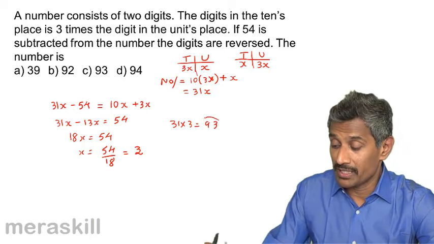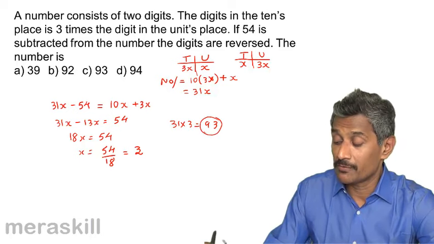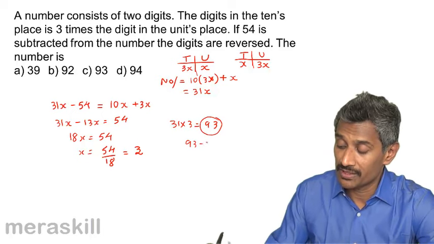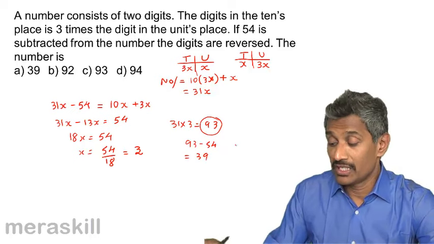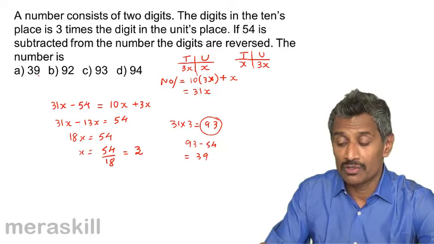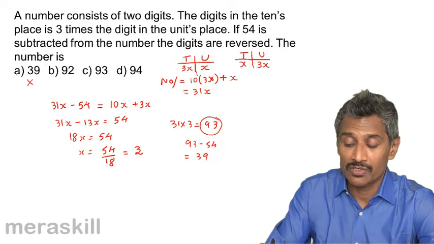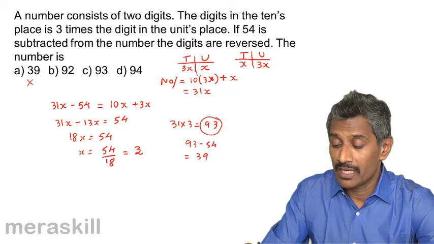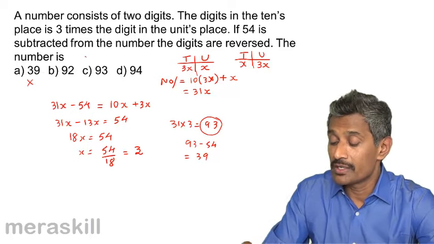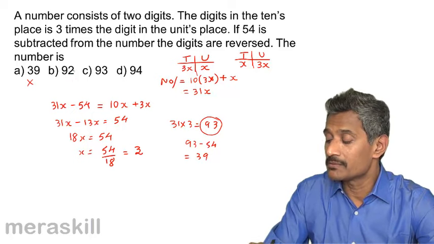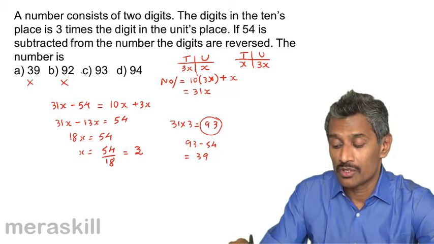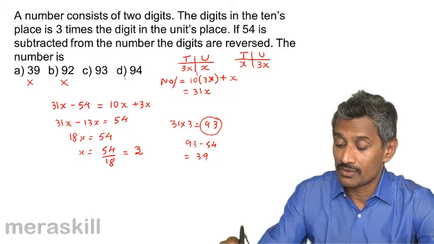So the number is going to be 93. You can check it up. If you subtract 54 from this, 93 minus 54, you get 39. You can even check by actual substitution. 39 is out of question, because if we subtract 54 from this, you get a negative number. So this is out of question. So if you substitute, we get accordingly the number.